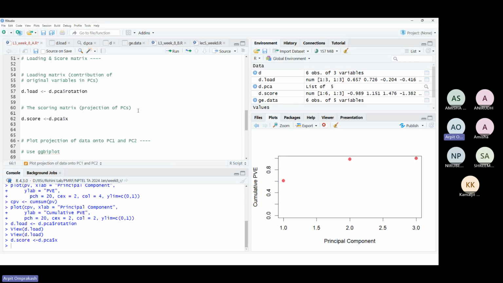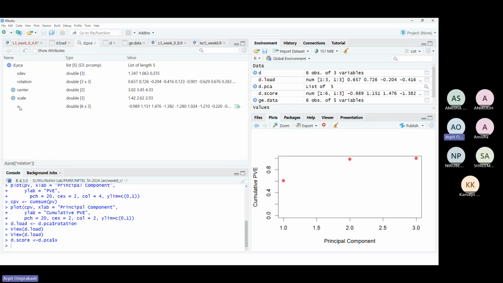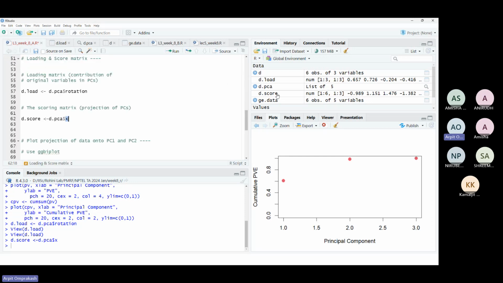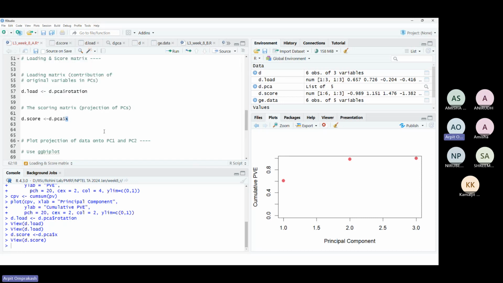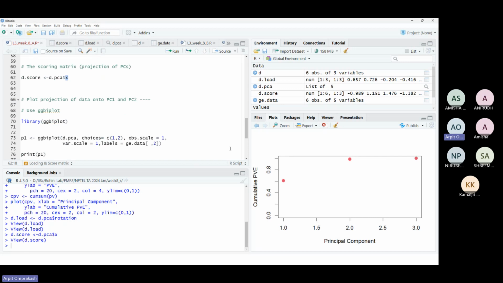This is given by pca$x. So this x value here is basically our scoring matrix. If you take a look at the scoring matrix, it gives you where your first point is located, where your second point is located, where your third point is located. So this is the coordinates of gene 1 in the new transformed axis, coordinates of gene 2 in the new transformed axis, coordinates of gene 3 in the new transformed axis, and so on. Okay. Now we want to plot this whole thing.